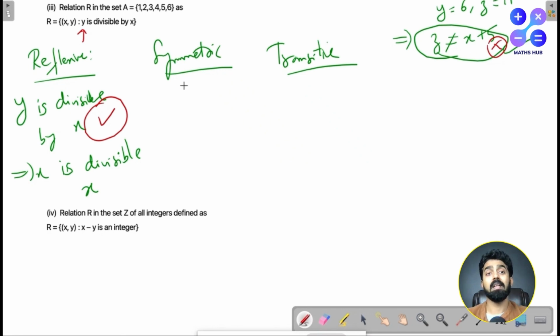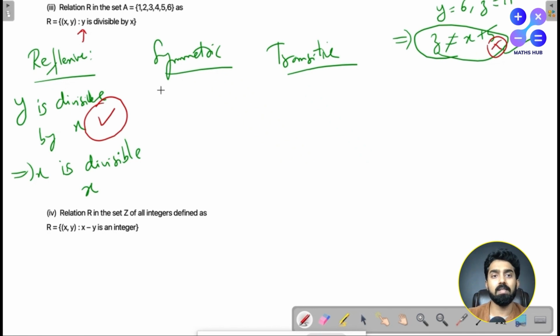Is it symmetric? If y is divisible by x, does it follow that x is divisible by y? Obviously not. 100% it's not true. If any number is divisible by some other number, the opposite will never be true, because that number will be much higher than the other number or equal to the other number. So it's only possible when the numbers are the same, right? Only in one case it's true, and in most of the other cases it's not going to be true.